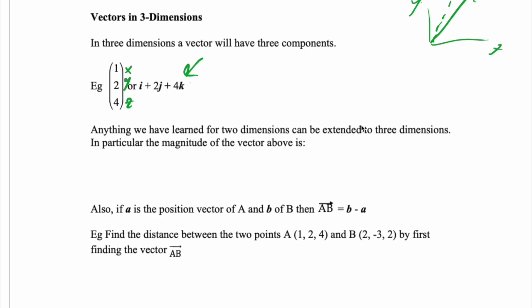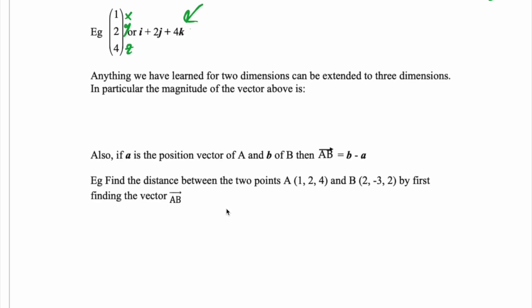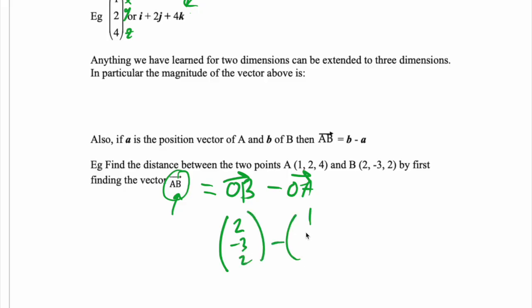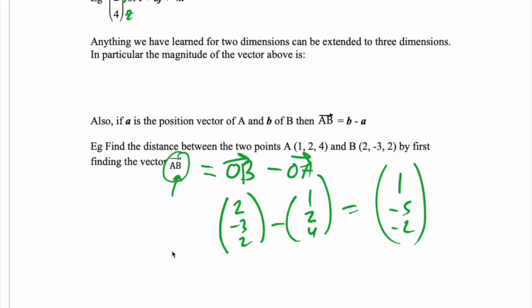Anything within 2 dimensions can be extended to 3 dimensions. So we could do all the same kind of stuff. For example, AB equals OB minus OA, second one minus the first one. Head minus tail. So OB is 2, 3, 2 minus 1, 2, 4, which is 1, -5, -2. So that's the vector.